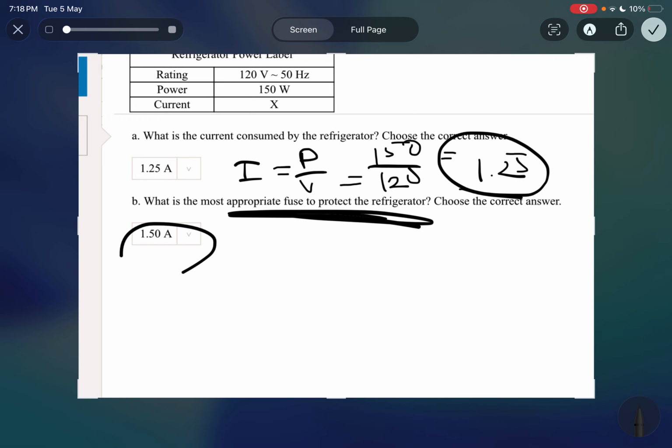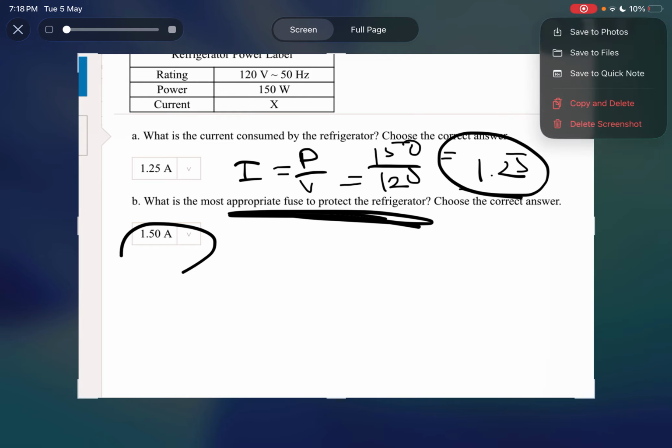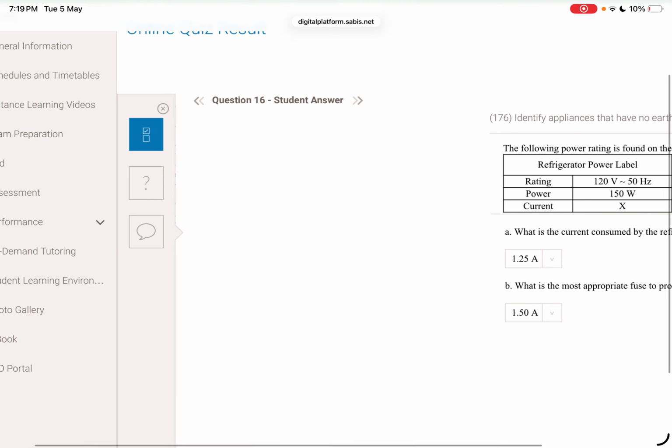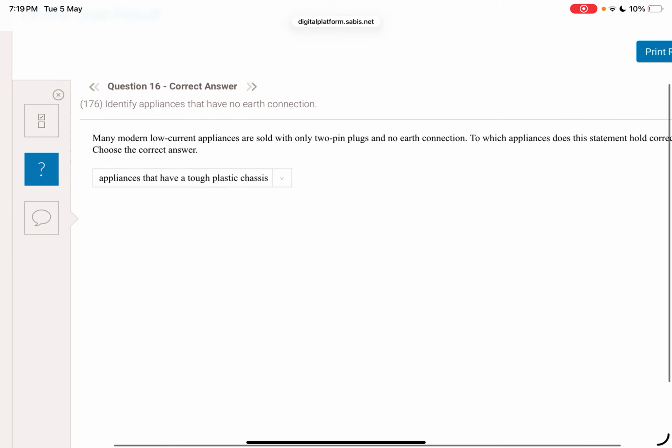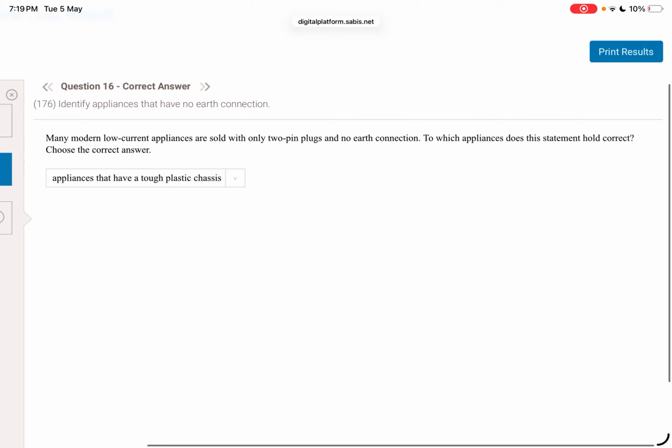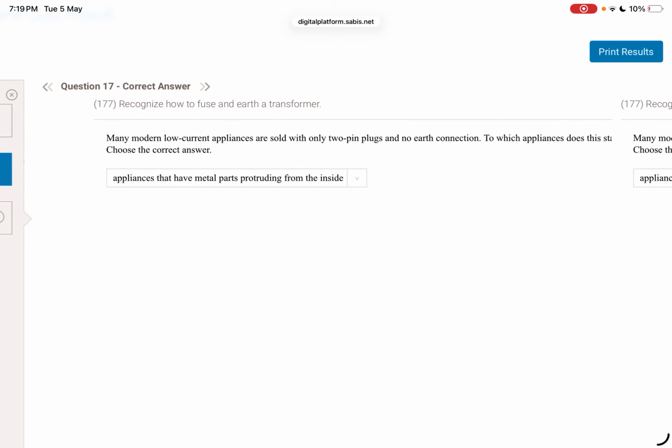Okay. Question number 16. This is memorization. Many modern low current appliances are sold with only 2 pin plugs. To which appliances does this apply? It belongs to the appliances that have tough plastic cases. This one is memorization, it has to have tough plastic because it has to be a strong type, you know.